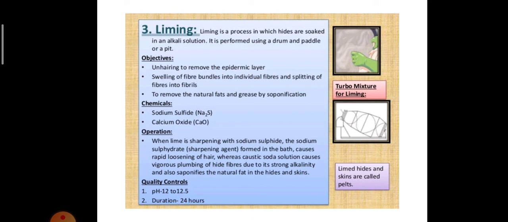And we have to check the quality control by means of pH papers or a pH meter at around 12 to 12.5. It is one of the important parameters to be checked each and every time, and the process takes around 24 hours in total.